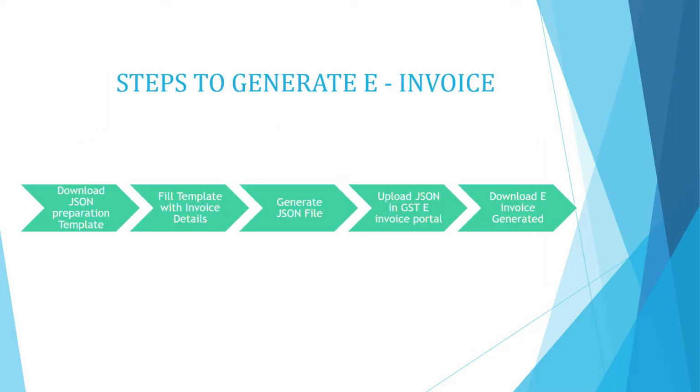There are mainly 5 steps involved in generating an e-invoice. Firstly, download the JSON preparation template. Secondly, fill the template with invoice details. Third, generation of the JSON file. Fourth, uploading the JSON in the GST e-invoice portal. Fifthly, download the e-invoice generated. Now let's see how this is done in the GST e-invoice portal.